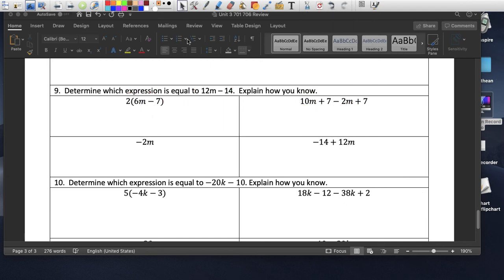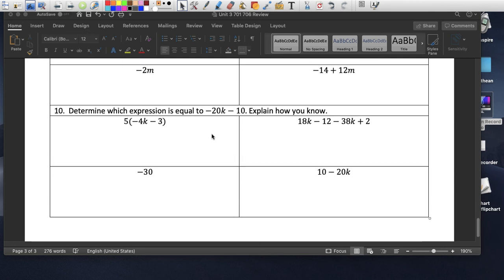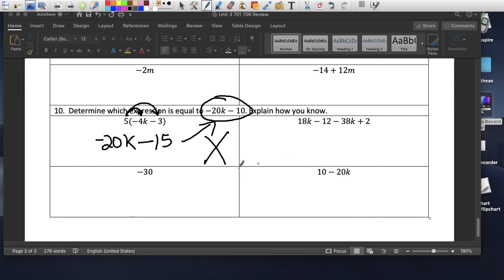That's it. Oh, yeah, one more. Well, it's the same thing here. Which of the following expressions is equivalent to negative 20k minus 10? So we've got to work this out. This is a positive times a negative, which is negative 20k. So far, so good. Positive times a negative is a negative, and 5 times 3 is 15. Does it look like that? Well, sort of. The first term does, they're both negative 20k, but the last number, one is negative 15, the other one is negative 10. So this is a no.